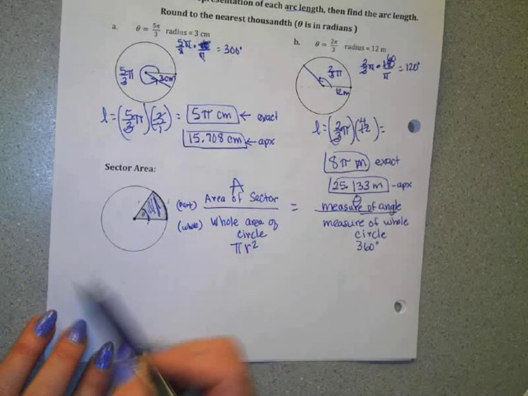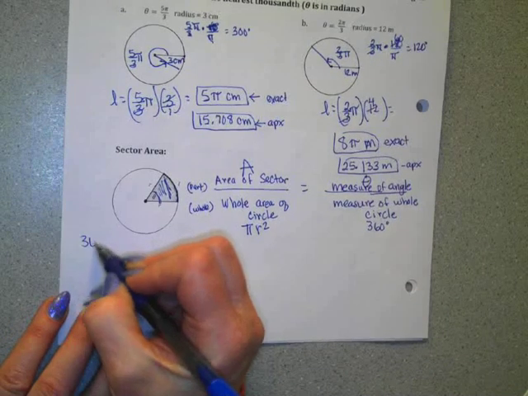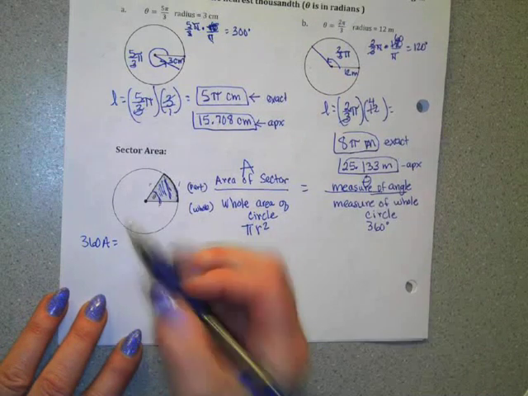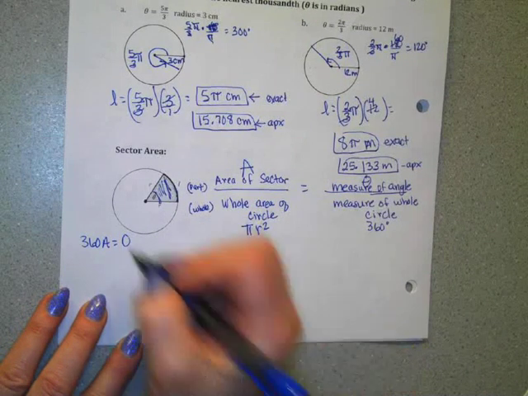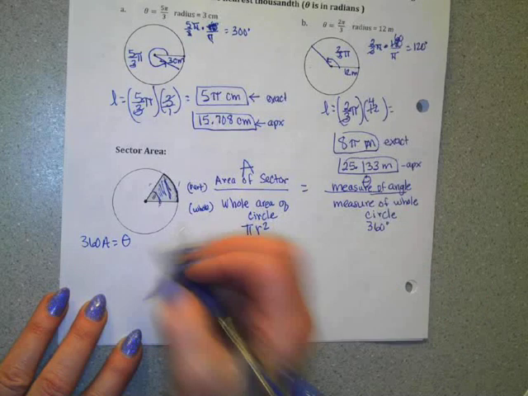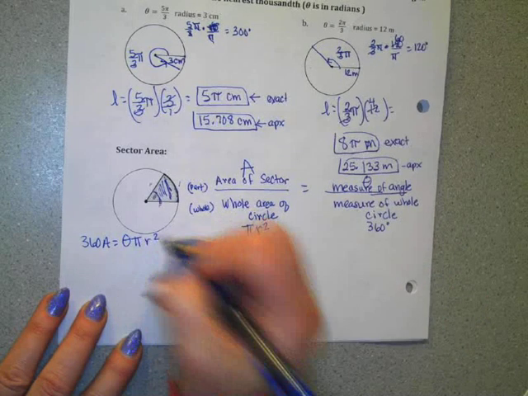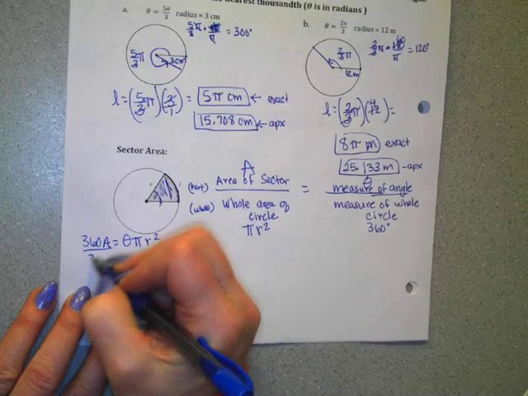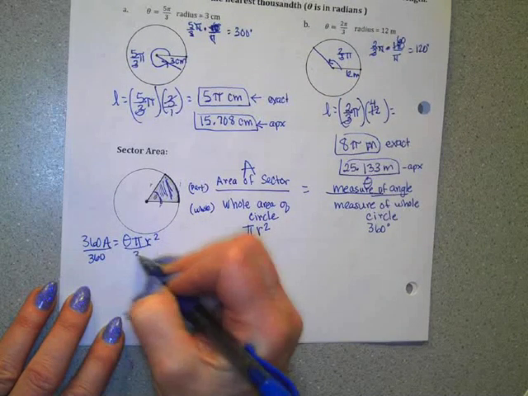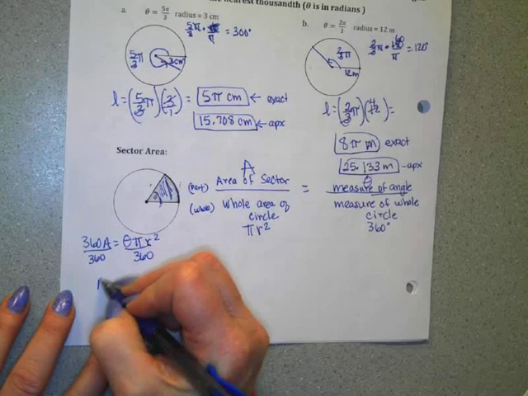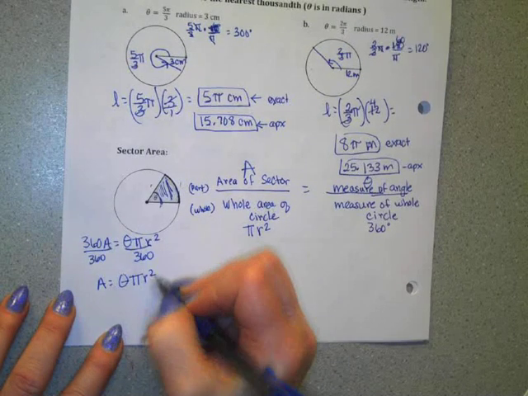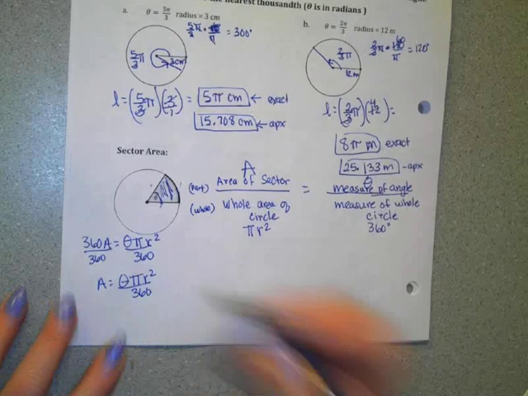So I'm just going to do it over here to the side. I'd have 360A is equal to, and then I'm going to cross multiply this way. So I have my theta multiplied by pi r squared. And remember, I'm just trying to find out what A is. So I'm going to divide by 360. And so A will be equal to theta pi r squared over 360, because nothing will cancel out.